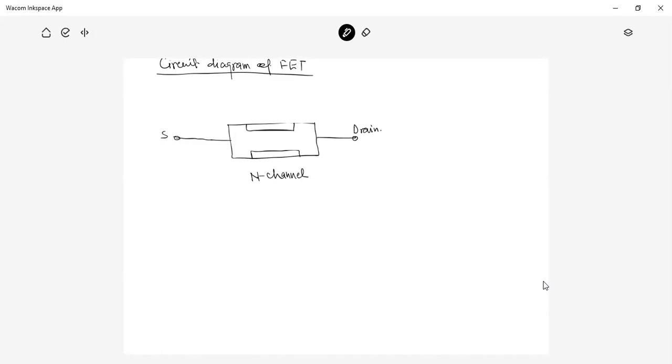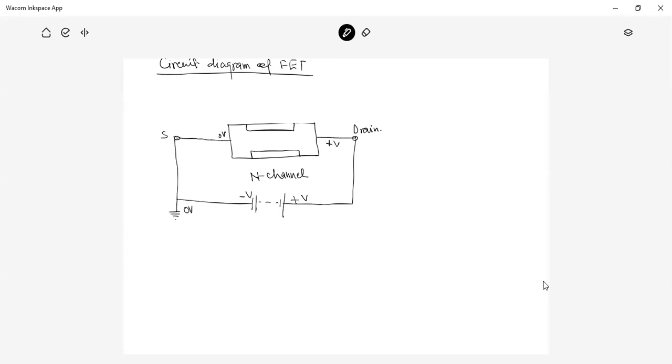And we have connected this source to drain. This is positive potential V, and here it is negative potential. This terminal is connected to the ground. So this end is 0 voltage. So at this point, there is 0 voltage.